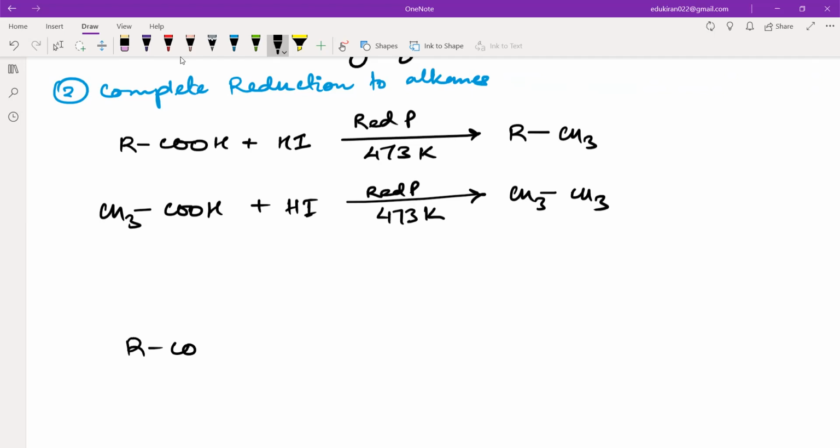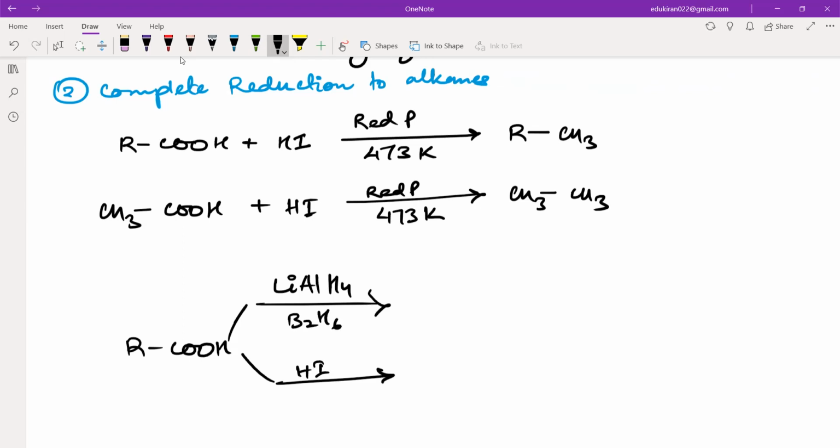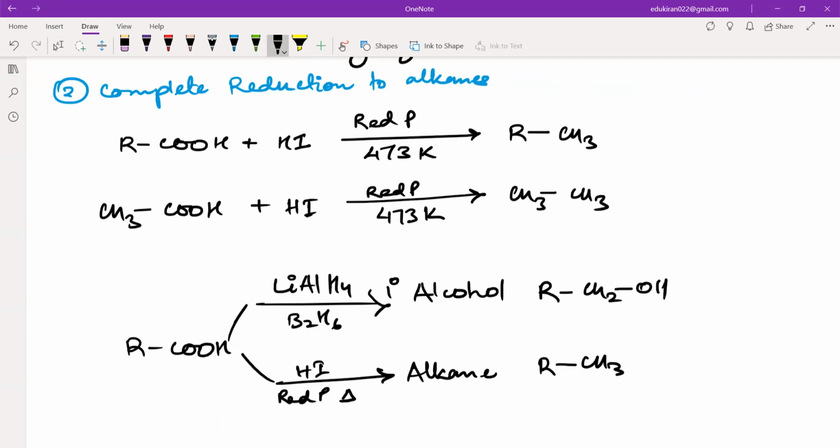So RCOOH has two ways in which it can get reduced. Either it can use LiAlH4 or B2H6, or it can use hydrogen iodide in the presence of red phosphorus and some heat. The first is going to give me alcohol, and more importantly a 1 degree alcohol, and here I'm going to get an alkane. This will be RCH2OH, and this will be RCH3. Then write this down. Let me know if you're done.